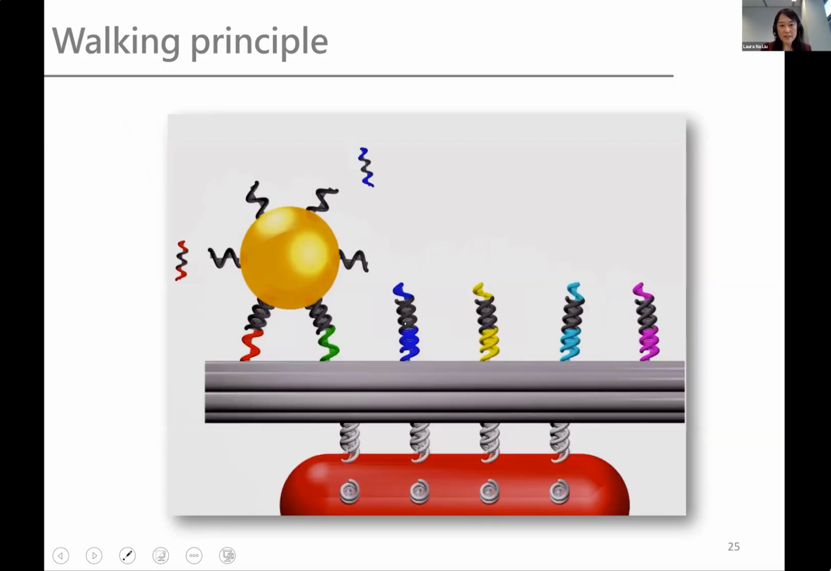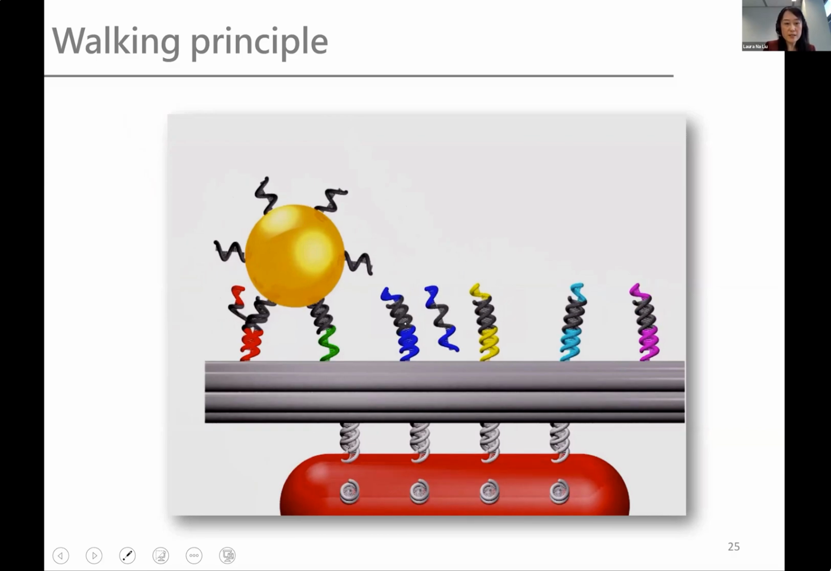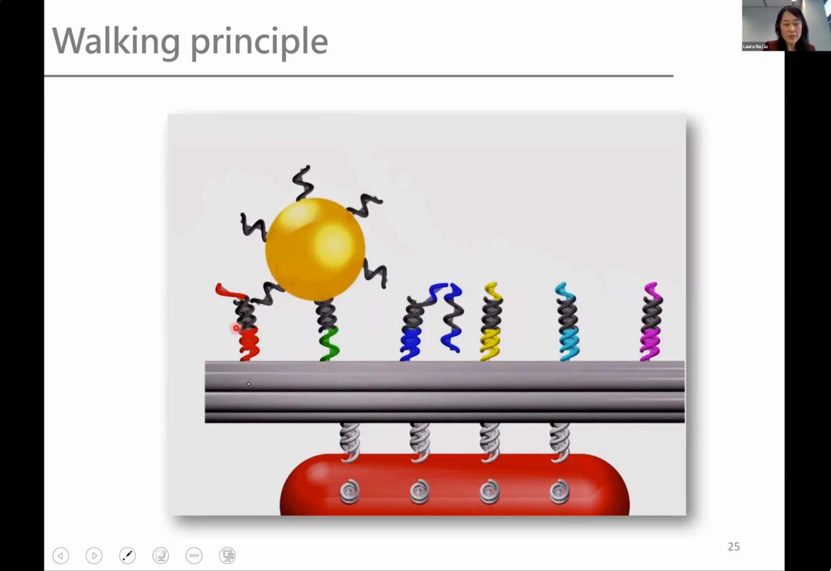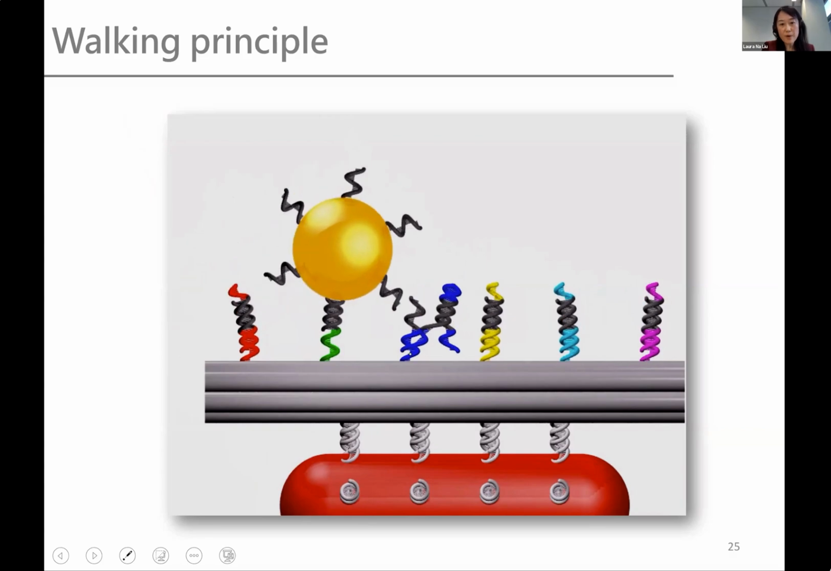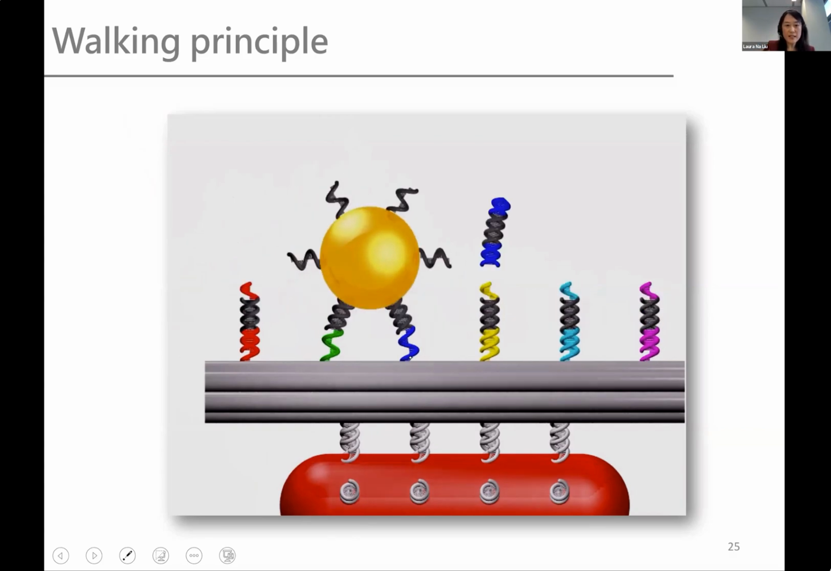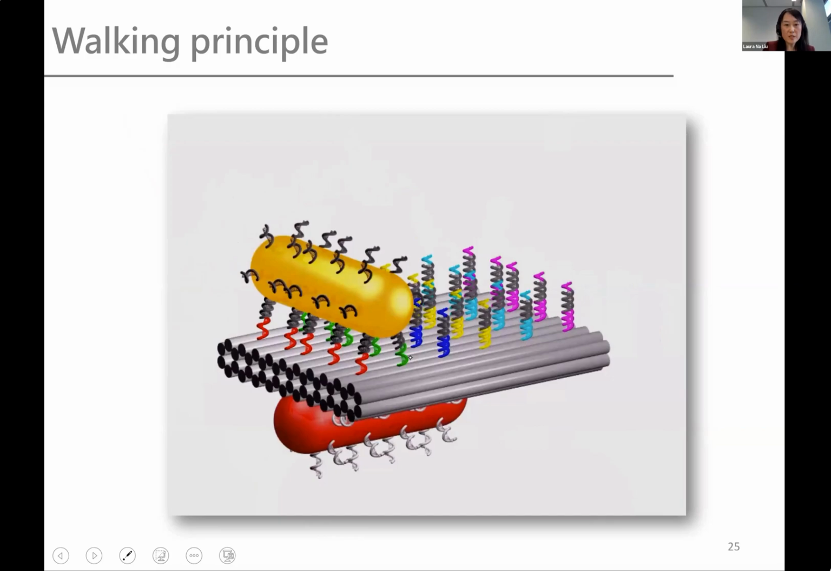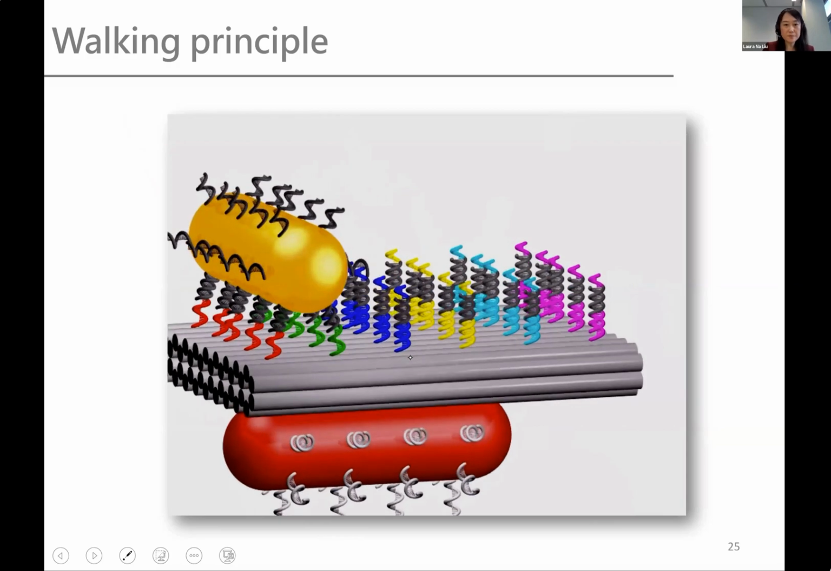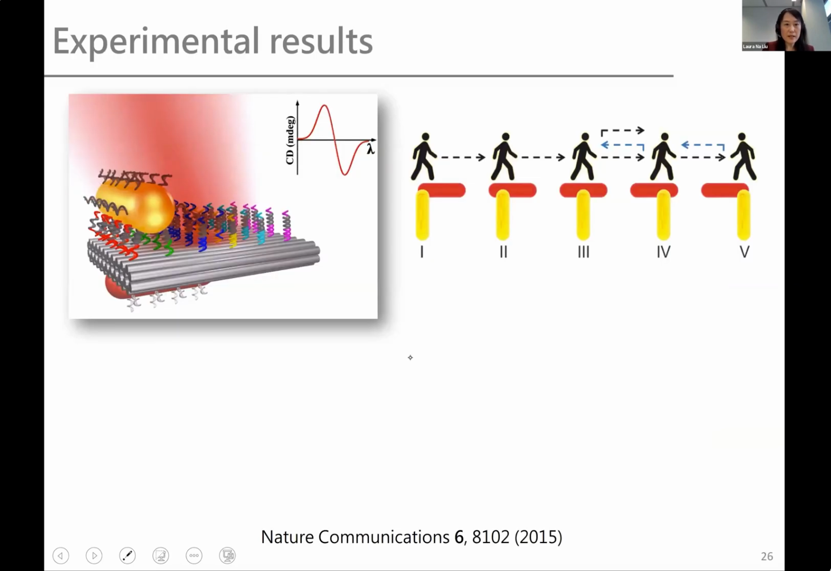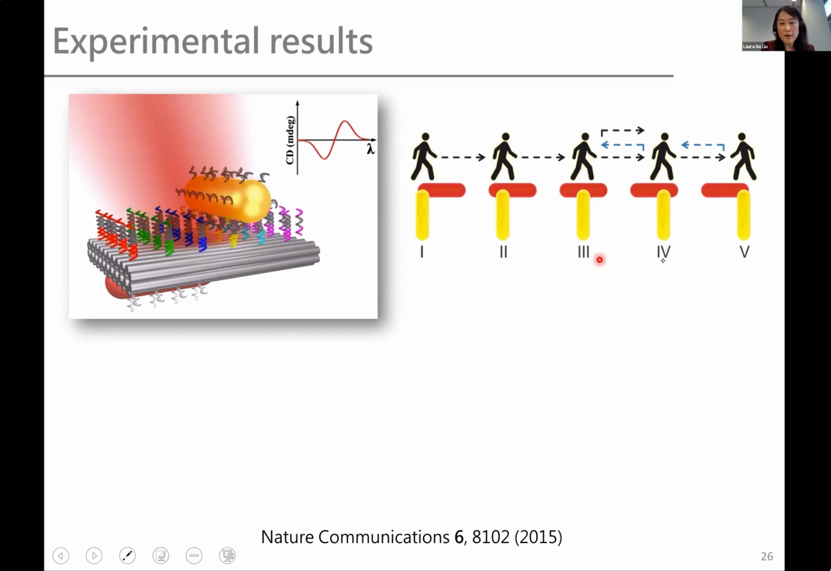So we add the DNA driving strands into the solution. The foot is released from the original position, and then the new foot is bound to the next station. Then it can perform a 7 nanometer step forward. This is the experimental tracking. The walker goes from the left configuration to an arrow, and then it arrives at the right-handed configuration.